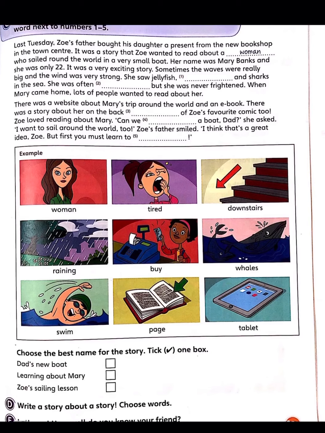Last Tuesday, Zoe's father bought his daughter a present from the new bookshop in the town center. It was a story that Zoe wanted to read about a woman who sailed round the world in a very small boat. Her name was Mary Banks, and she was only 22. It was a very exciting story. Sometimes the waves were really big and the wind was very strong. She saw jellyfish and sharks in the sea. She was never frightened. When Mary came home, lots of people wanted to read about her.